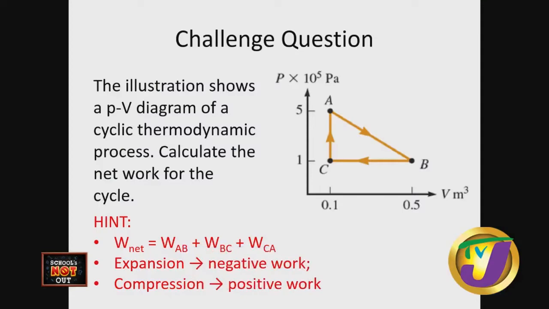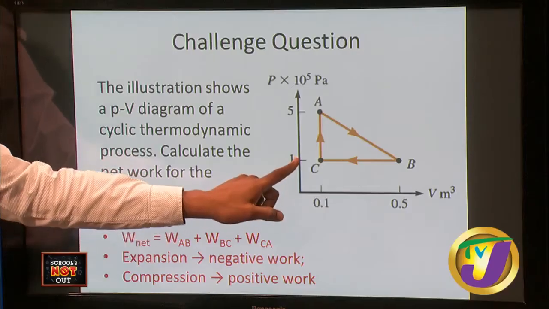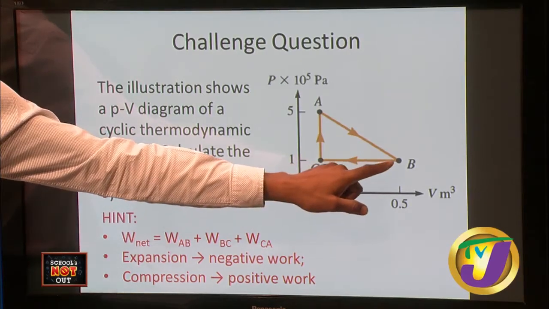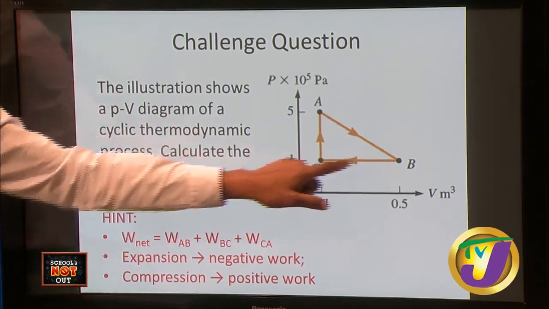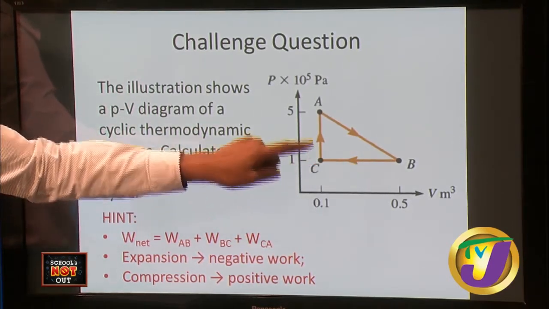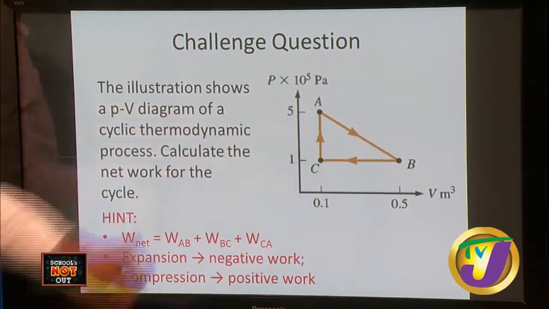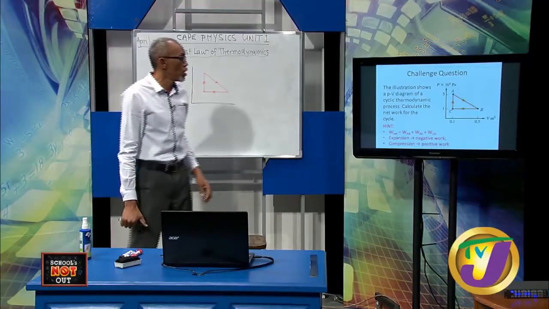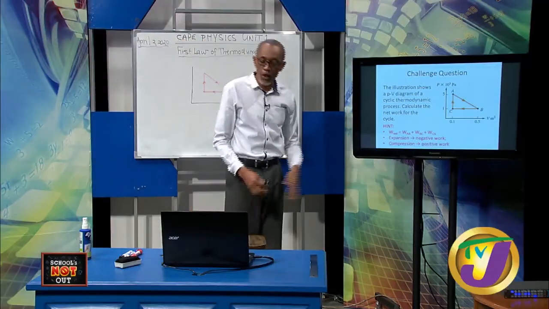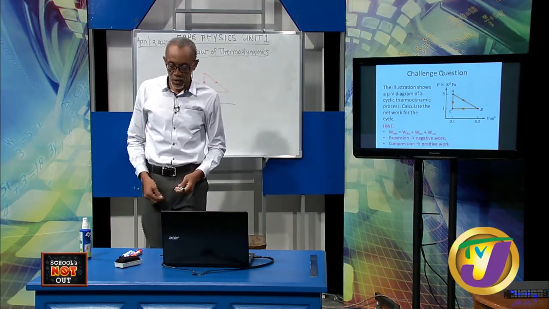All right, in this we have three thermodynamic processes. We start from A, and the gas expands to B, and at the same time the pressure is reduced. And then we move from B to C, the gas is compressed from B to C at constant pressure, and then it moves from C back to A at constant volume. All right? So we want to determine what is the net work done for this cycle.